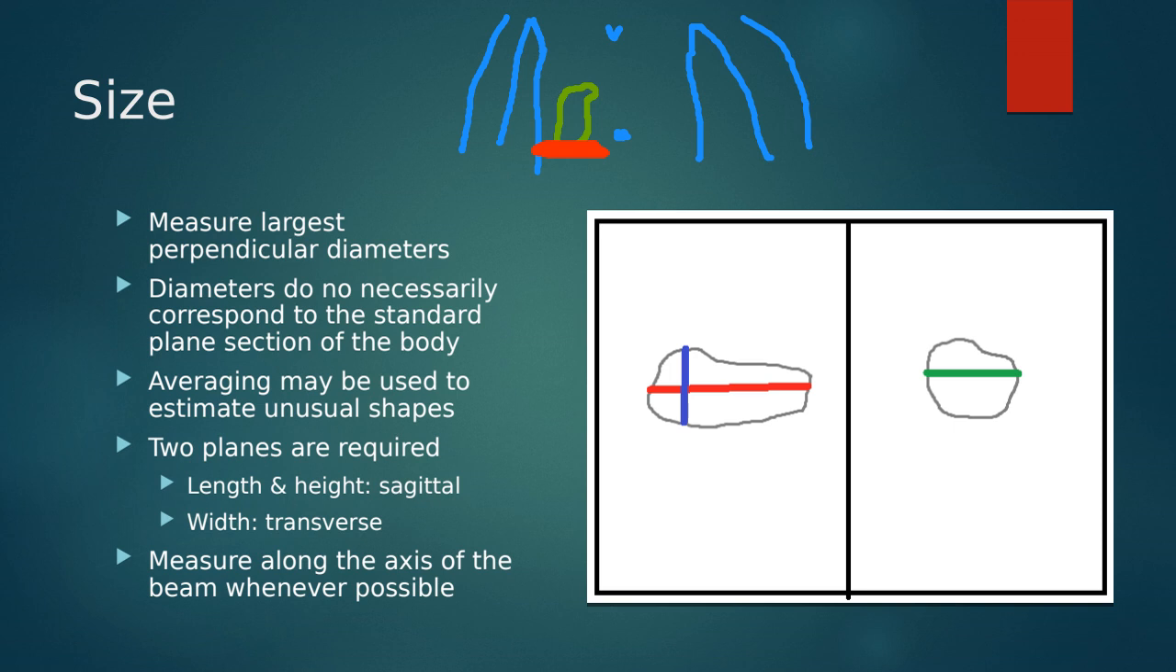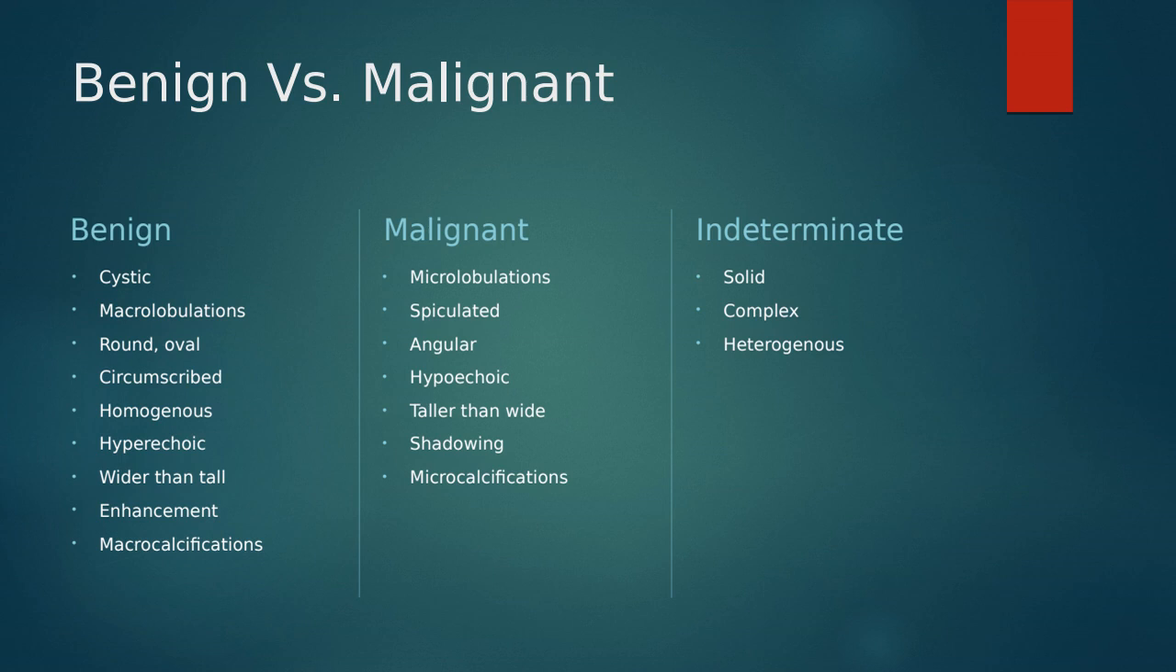Okay, so kind of just piecing that all together, some of the things that we've already spoken about, benign versus malignant. Typically, benign findings will be cystic. They may have macrolobulations, they're usually going to be round or oval, well circumscribed, so meaning those borders are well defined. Homogeneous, typically. Hyperechoic, typically. Want to kind of put a little asterisk next to homogeneous and hyperechoic because those are interchangeable with malignant findings.